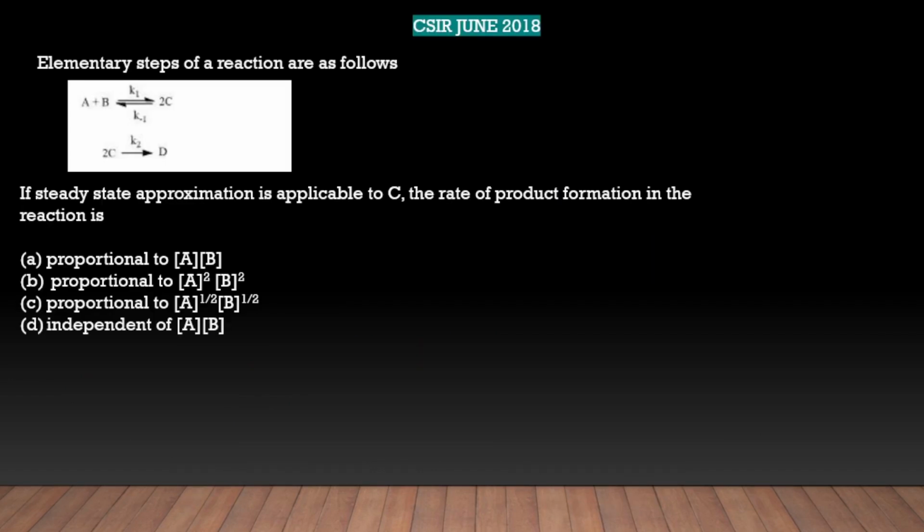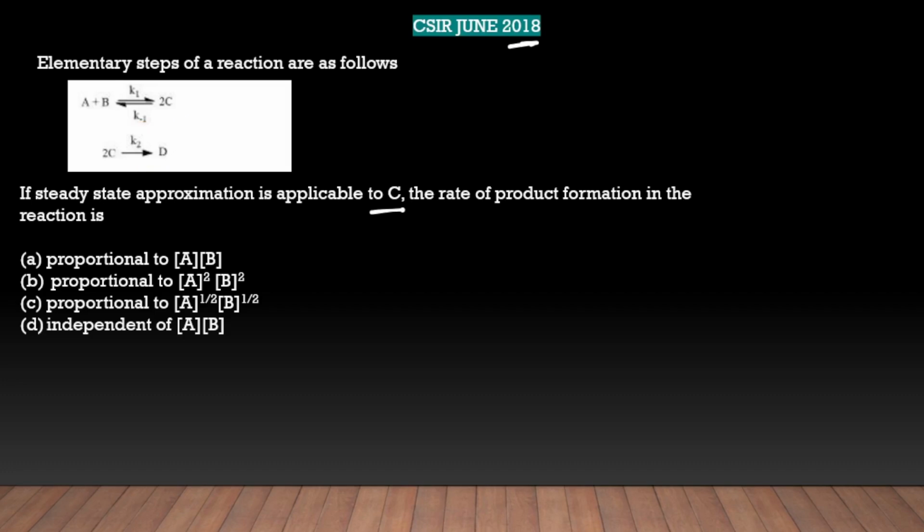Next is this one. This is from your 2018 June exam. The elementary steps of a reaction are as follows. If steady state approximation is applicable to C, then the rate of the product formation in the reaction is. So here you see the equilibrium step is given. In one of the previous year questions we did something similar to it. There it was mentioned that this equilibrium step was the fast one, and this one was the slow step.